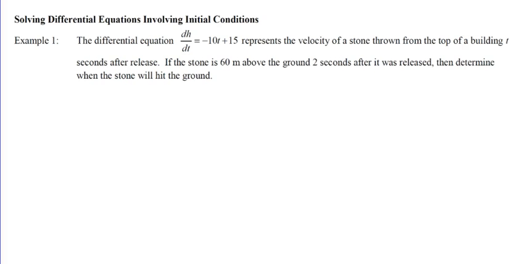All right, solving differential equations involving initial conditions. What if we have some initial conditions? So we're back with our old friend. dH by dt is negative 10t plus 15. It represents the velocity of a stone thrown from the top of a building t seconds after release. If the stone is 60 meters above the ground 2 seconds after it was released, then determine when the stone will hit the ground.